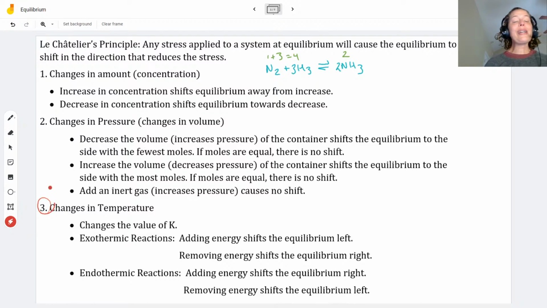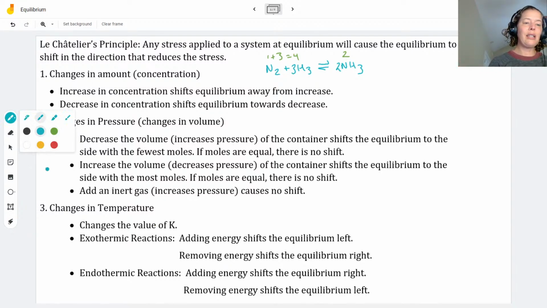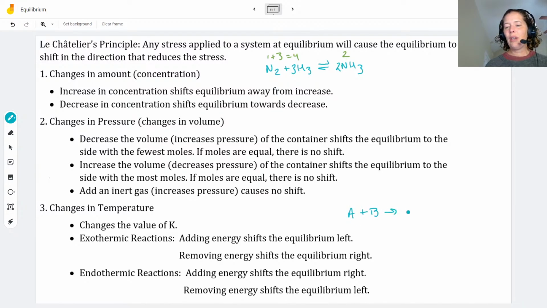Okay, so number 3 in Le Chatelier's principle, changes in temperature. See, I told you we'd come back to changes in temperature. Okay, so when you change the temperature, you will change the value of K. So let's talk about an endothermic reaction versus an exothermic reaction. So let's just get a general reaction here. Let's say A plus B goes to C.